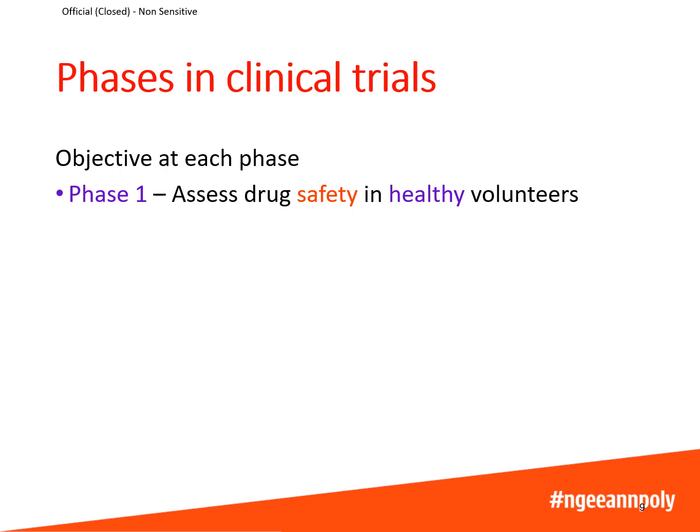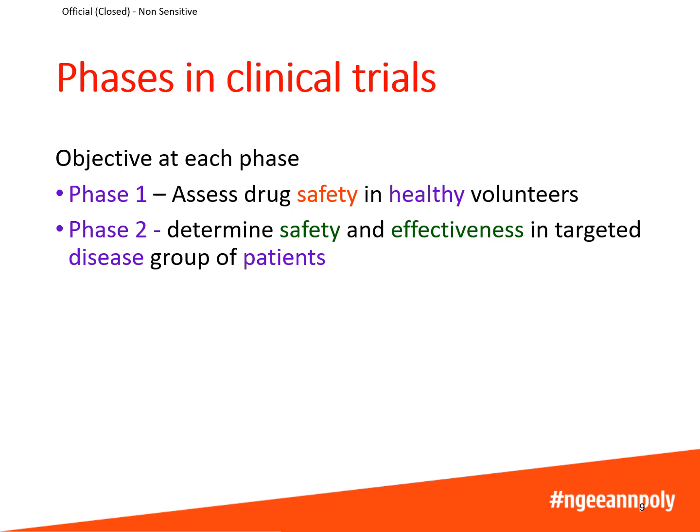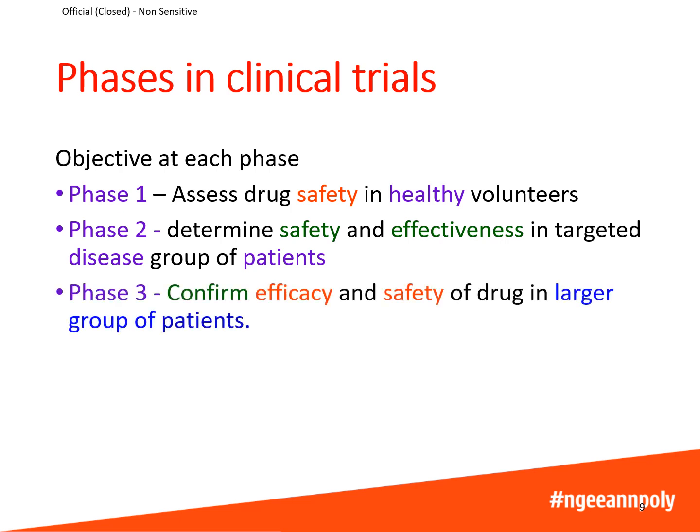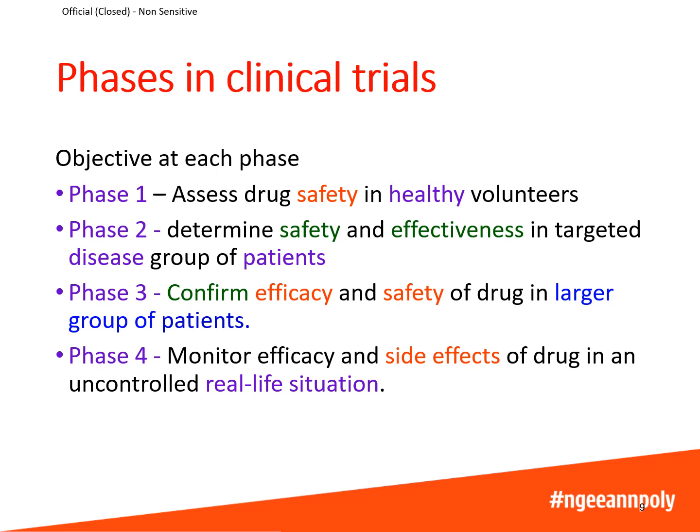Phase 1 trials are conducted to assess the safety of the drug, and it is tested in healthy volunteers, not sick patients. Phase 2 trials are conducted with patients with the particular disease. In addition to safety, the efficacy of the drug is also evaluated. If phase 2 results are promising, the drug is tested in a larger group of patients in a phase 3 trial to confirm the efficacy and safety of the drug. Based on the results, the manufacturer can then apply for approval to market the drug. Phase 4 trials are carried out after the drug enters the market, where the efficacy and side effects of the drug are monitored in the real world.